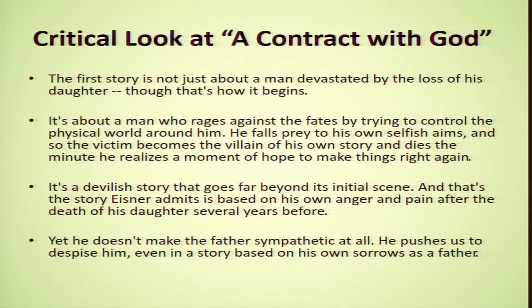It is a devilish story that goes far beyond his initial scene. That is the story Eisner admits is based on his own anger and pain after the death of his daughter several years before. Yet he does not make the father sympathetic at all. He pushes us to despise him, even in a story based on his own sorrows as a father, right? So what is Bill Eisner doing with this book?